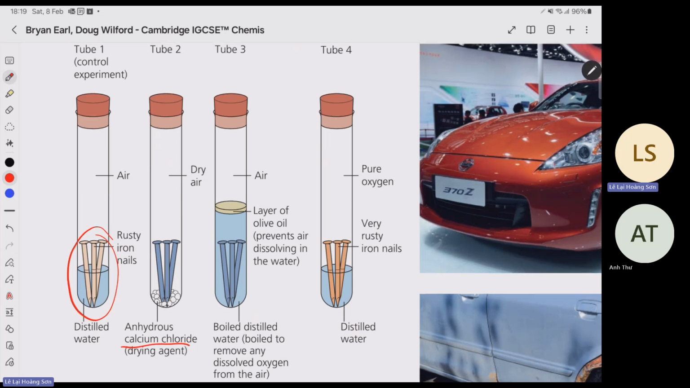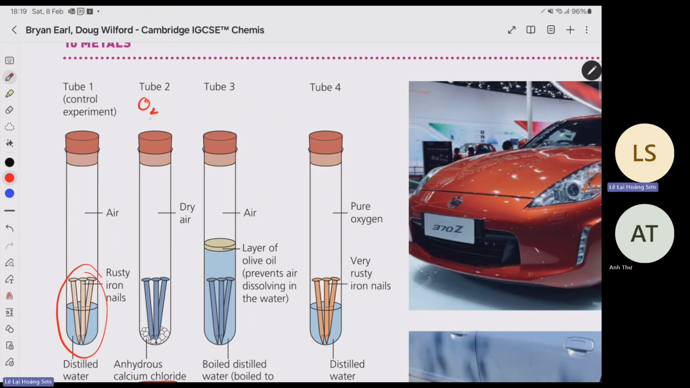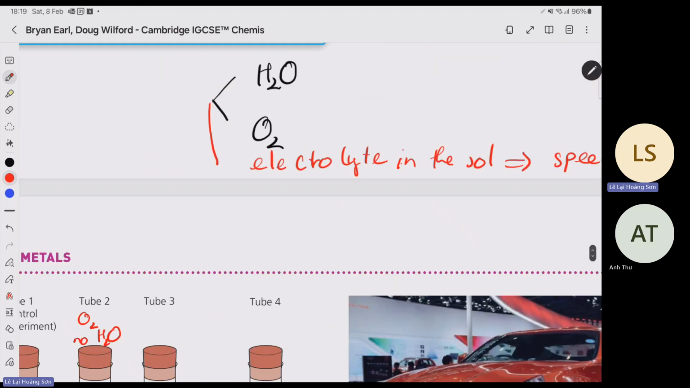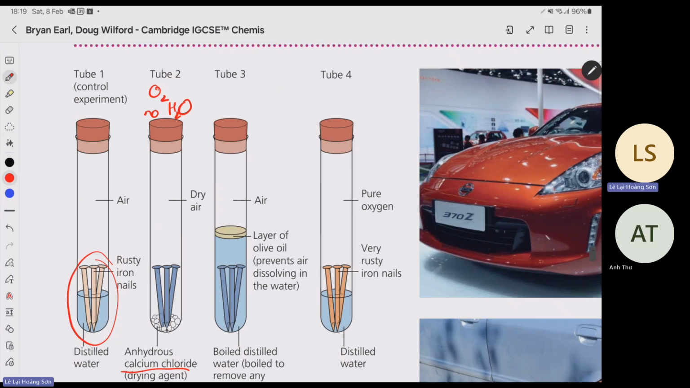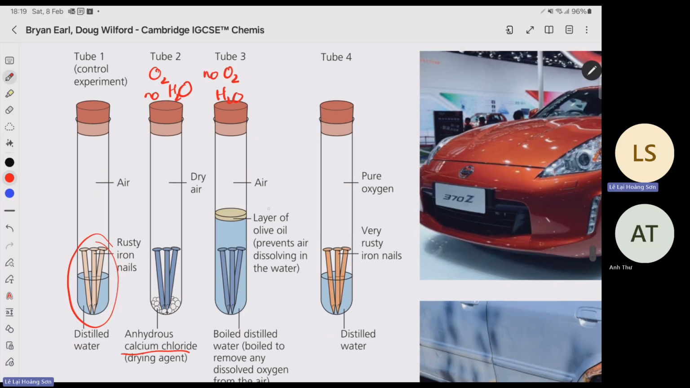Therefore, we just have oxygen in the air, but we don't have H2O in the solution, and therefore we have no rusting. You can see that the metal is still the same. Okay, we repeat the reaction, but this time we have no oxygen, but we have water. Okay, we can prevent the presence of oxygen in the solution by adding another layer of oil above the water. So basically, we submerge the iron into the solution, but then we add oil on top.